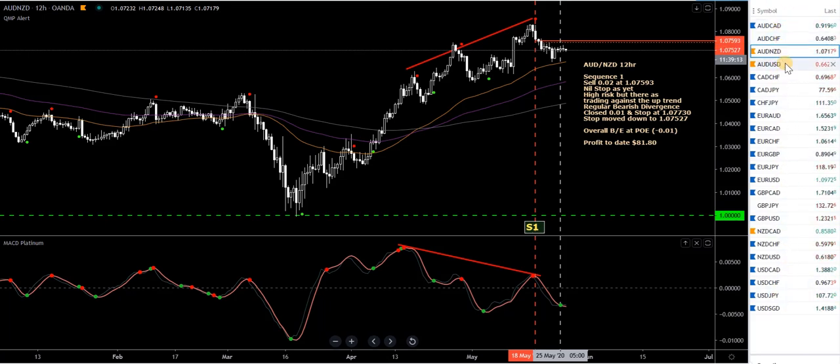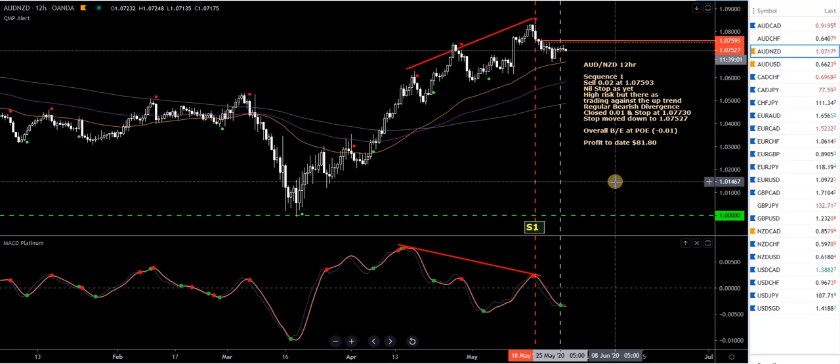Anything that's highlighted in blue are ones I've currently got trades on, not highlighted, no trades, and in orange what I'm going to discuss in this video. So we'll just run through it. First cab off the rank, the Oz New Zealand. This is from this morning. There wasn't enough to do a video, so I've saved it for this afternoon.